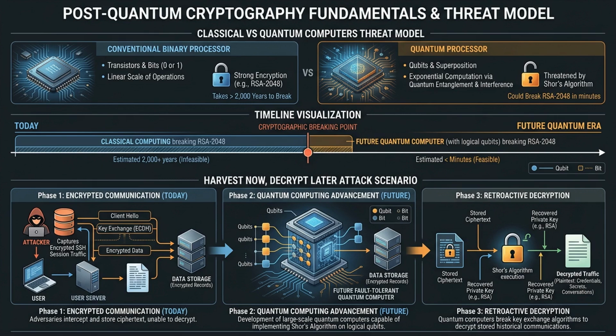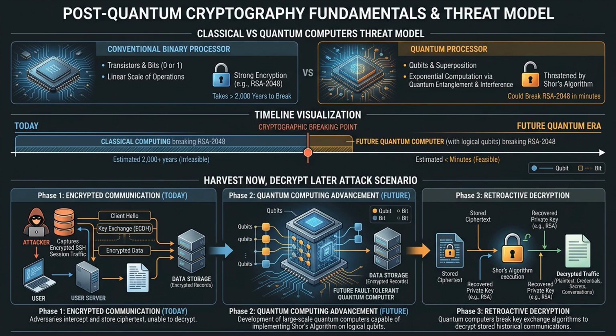Adversaries know this. They are harvesting encrypted SSH traffic today. They store it. They wait for quantum computers. When quantum computers arrive, they decrypt the stored traffic. This is called Harvest Now Decrypt Later. Your current SSH sessions are vulnerable to this attack. Even though they are encrypted today, they will be decrypted tomorrow.